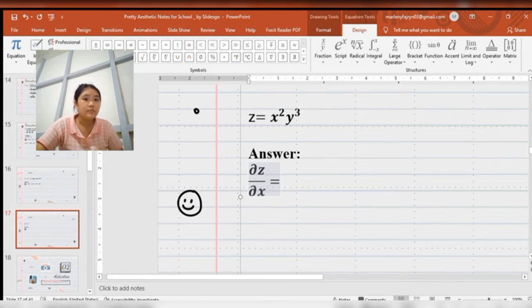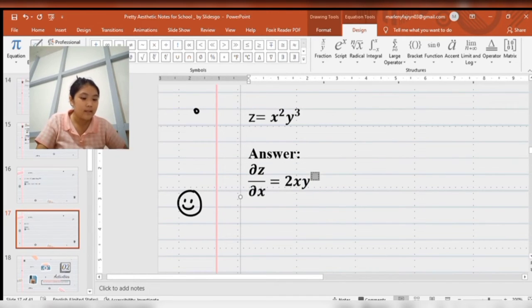Okay, so first the power of x is 2, so we type 2x, and then the power of 2 is reduced by 1, so 2 minus 1 is 1. We don't have to write it, so the y will be constant. Okay, like that. Okay, done with the first derivative of x.